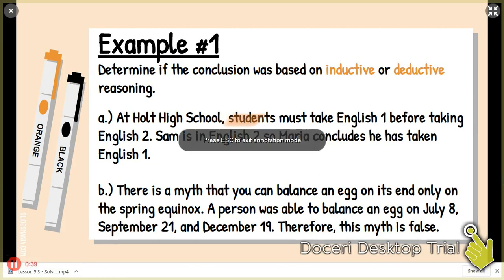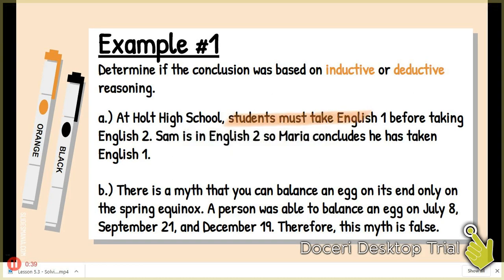She definitely based it on fact. Students must take English 1 before taking English 2. Since this was based on a fact, she used deductive reasoning. So example 1A would be deductive reasoning.